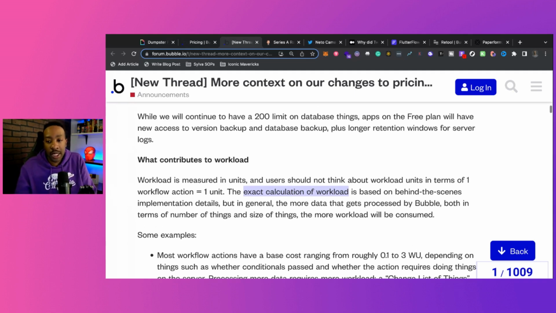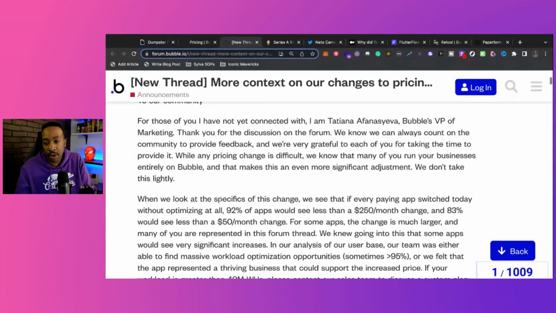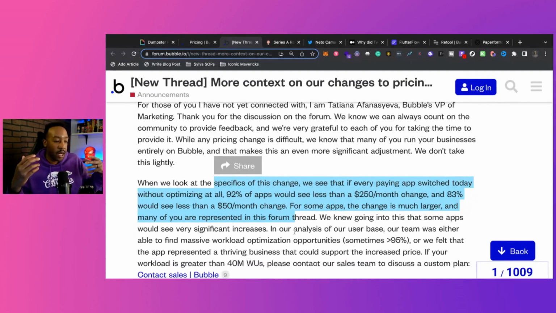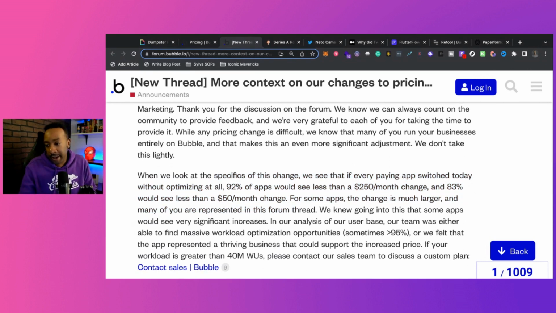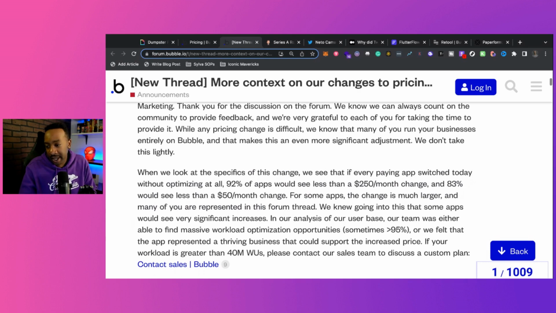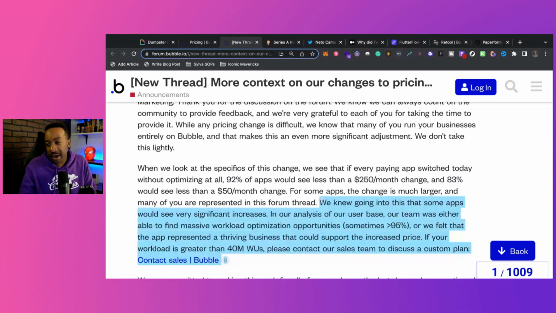Now the team also breaks down, based on their users, how much they would be charged with the pricing increase and all of these things. But they also make a point which I thought was interesting, where it says, "We knew going into this that some apps would see very significant increases. In our analysis of our user base, our team was either able to find massive workload optimization opportunities, sometimes 95% or so, or we felt that the app represented a thriving business that could support the increased price."